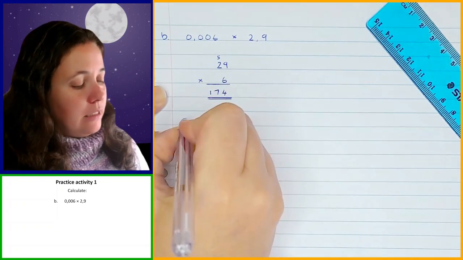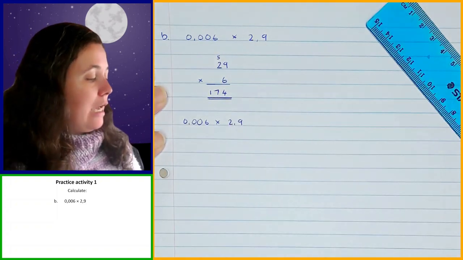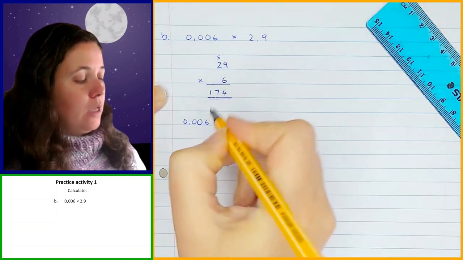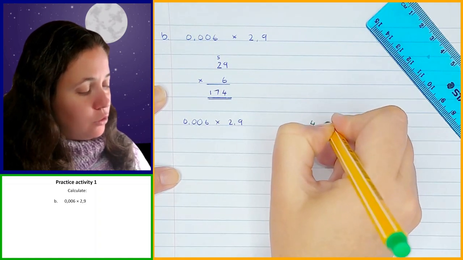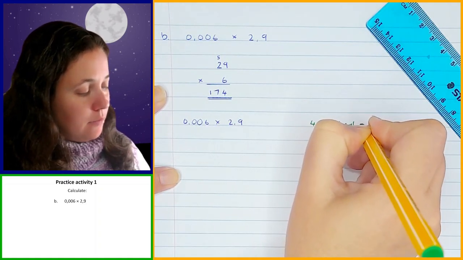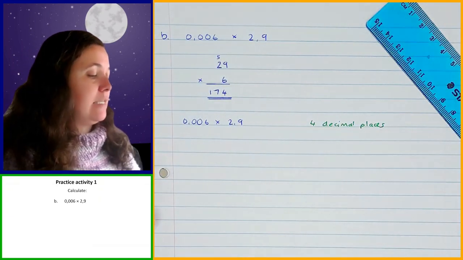Now we need to check how many decimal places we are supposed to get. So in 0.006 times 2.9, I have got over here 1, 2, 3, 4 decimal places altogether. So our product needs to have 4 decimal places.